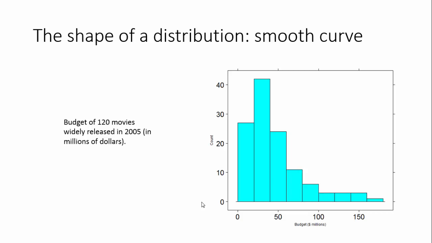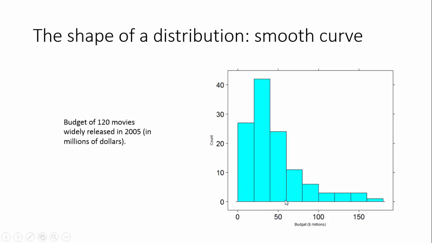One more. This is another data set from our book where they took a look at the movies that were widely released in 2005. There were 120 of them, and they looked at their budget, how many millions of dollars were spent to make the movie. I haven't shown the data table, but we've got the histogram over here, and we can see that the tallest bar was well over 40 movies, somewhere in the 30 to 40 million dollar range.